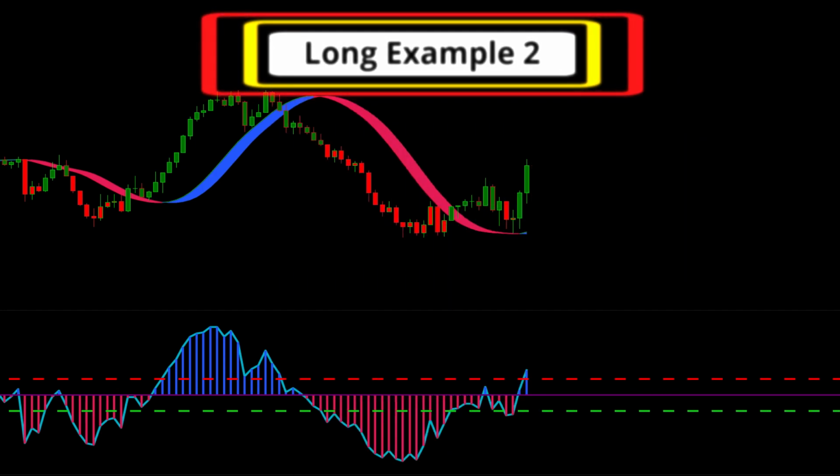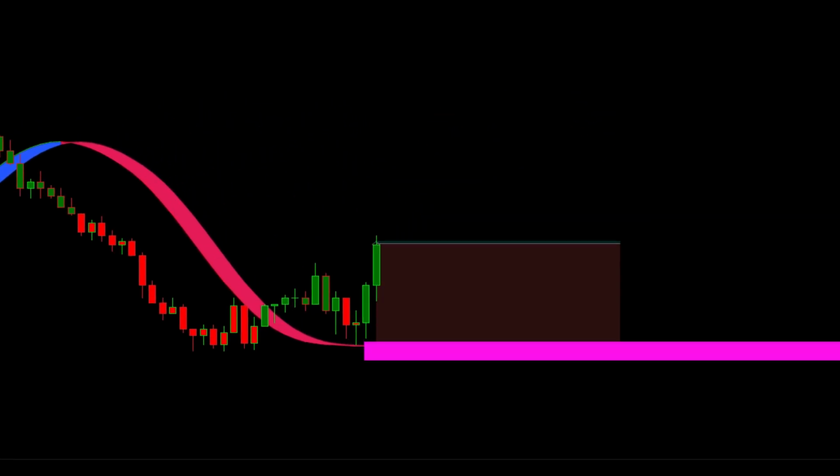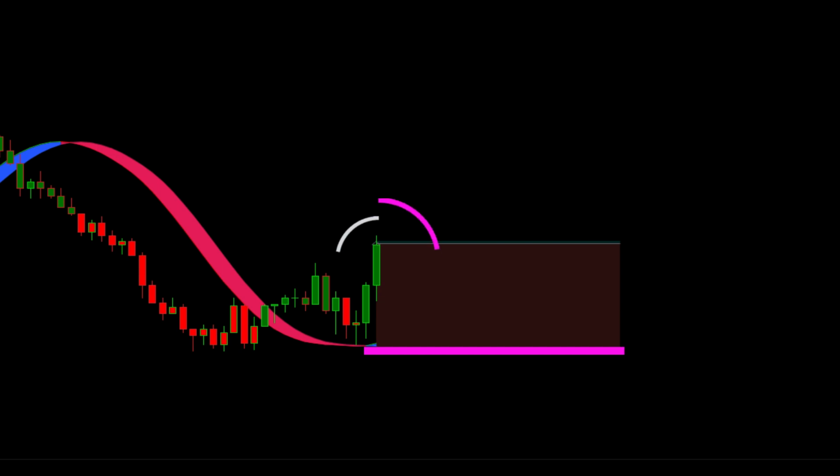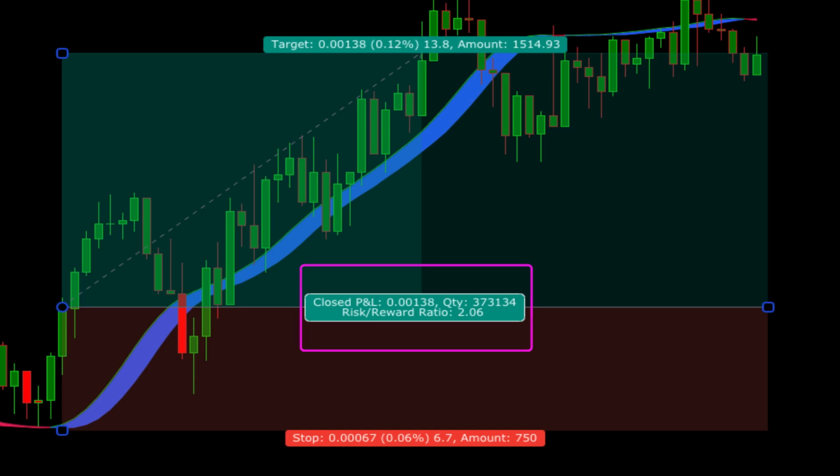I have one more long example. The HMA turns from a red sell to a blue buy. The RSI histogram is above the 10 line. This is our trigger candle. The stop is placed below the HMA ribbon and the trade is entered upon the close of the trigger candle. Exit the position on the close of the candle where the HMA switches to a sell signal, and this one hits a risk to reward of 2.